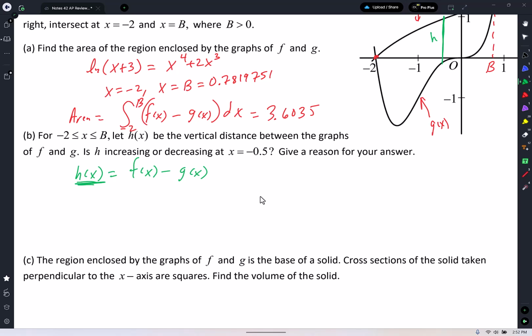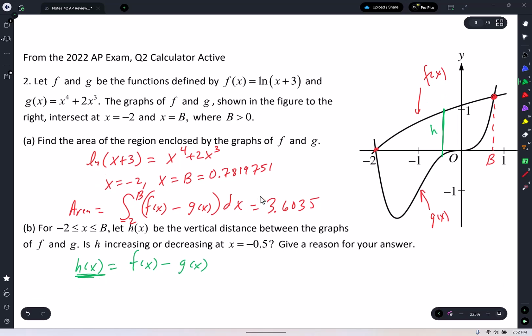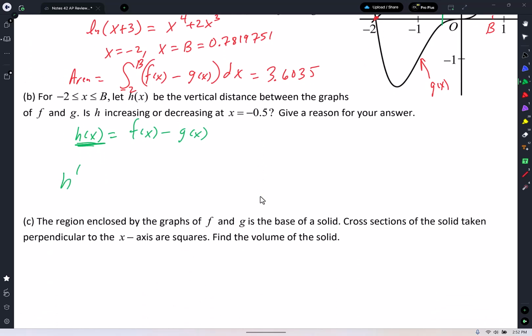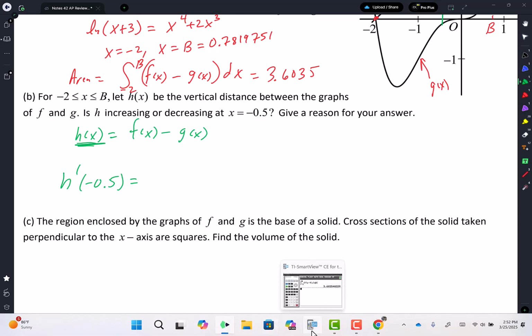Guys, you don't have to show much. You just got to show the setup. Is this a calculator question? So all you got to do is go like this. H prime of -0.5 equals... If it's a calculator question, you just got to show the setup and that's it. So here it is. Go to the calculator.